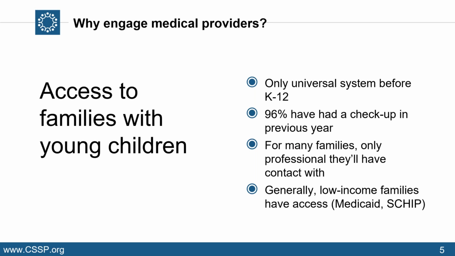Well, the first one to me is the most obvious, is that the healthcare system has access to families with young children. It's really the only universal system that we have in this country where basically all children are seen before getting into the regular school system. Overall, various pieces of data suggest that around 96% of all kids have had at least one checkup in the previous year. And so there's at least one touch point that we know is happening, and hopefully many more for young children. For many families, this is really the only professional that they'll have contact with prior to entering the school system. And because we have done a relatively good job over the years of providing access to health insurance for low-income families, many of the families that we're most concerned about do also have access, often through Medicaid or the Children's Health Insurance Program.